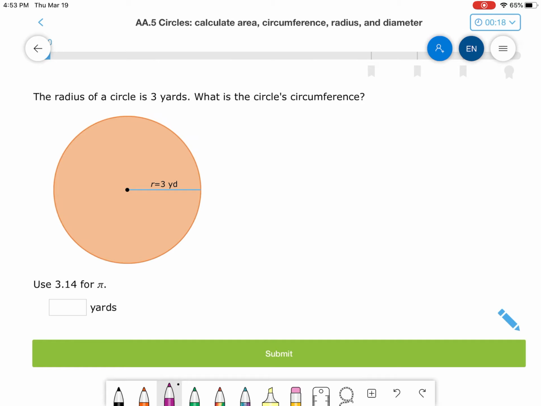This question says the radius of a circle is 3 yards. What is the circle's circumference? If you remember, whenever we are looking for the circumference, the first thing we do is write the formula. So my formula for circumference is that C is equal to pi times diameter, or C equals pi times D. We remember this formula because cherry pie is delicious.